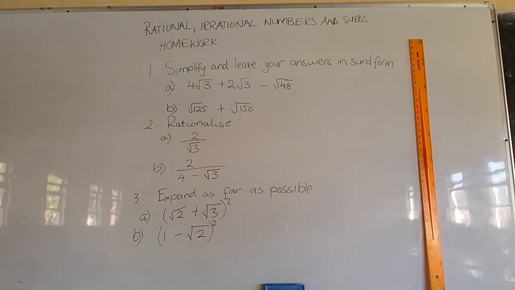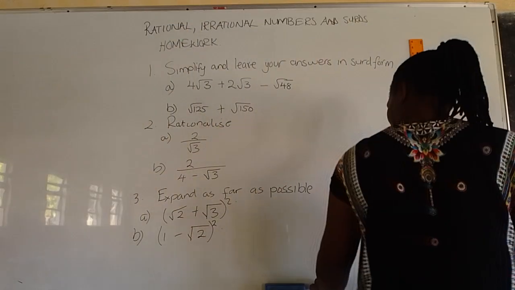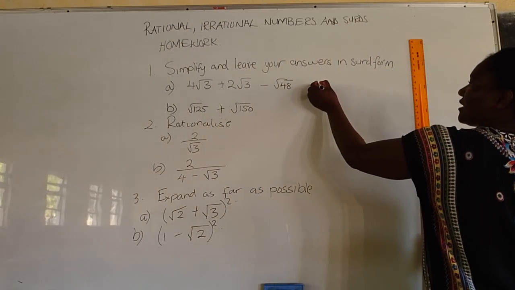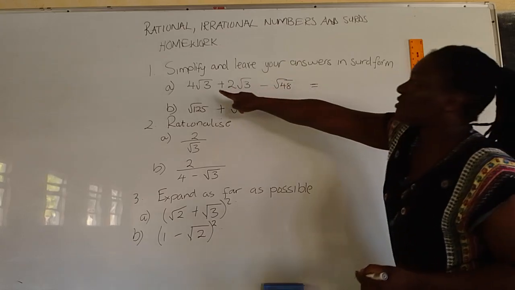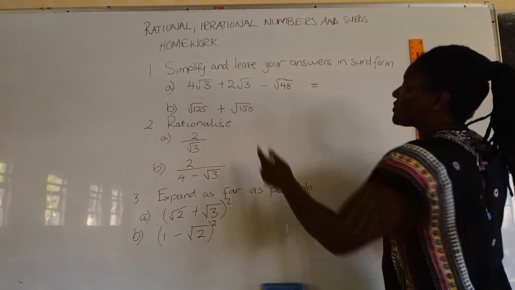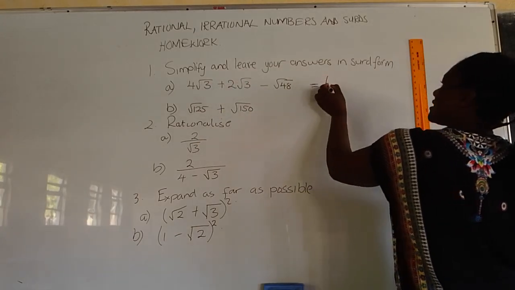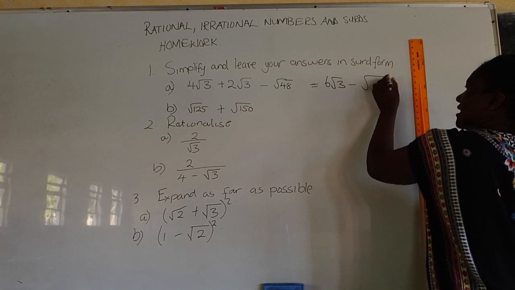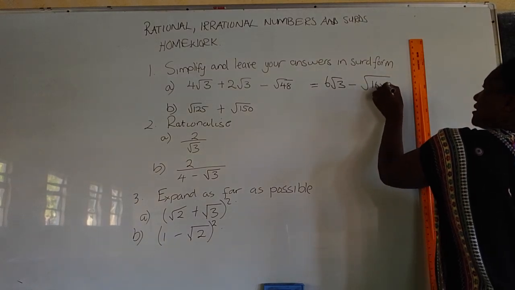Right? So, let's do the homework. I'm going to use this part of the board. And for this A, we have 4 root 3 plus 2 root 3. They are like terms, so we have root 3 there. So it's 4 plus 2, 6 root 3 minus root 48, it's 16 times 3.